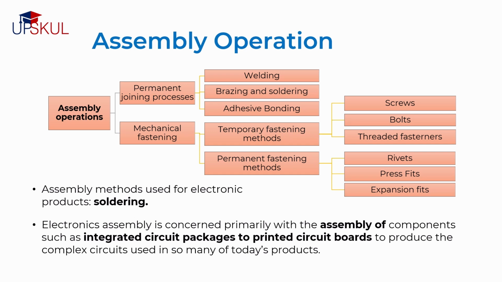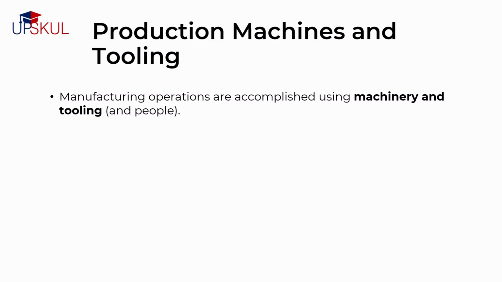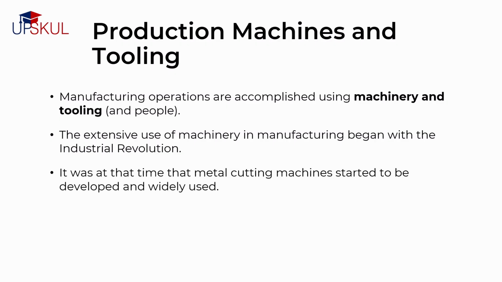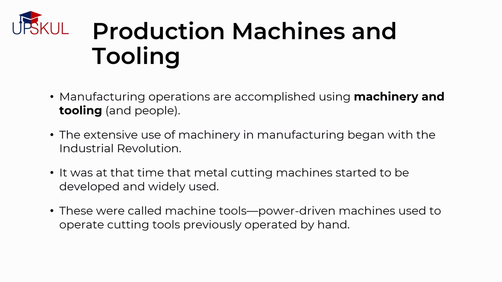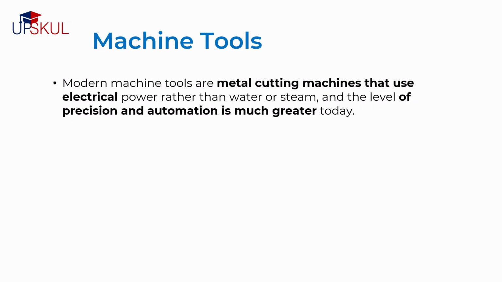Manufacturing operations are accomplished using machinery and tooling. The extensive use of machinery in manufacturing began with the Industrial Revolution. It was at that time that metal cutting machines started to develop and be widely used. These were called machine tools, power-driven machines used to operate cutting tools that were previously operated by hand. Modern machine tools are described by the same basic definition, except that the power is electrical rather than water or steam, and the level of precision and automation is greater today.